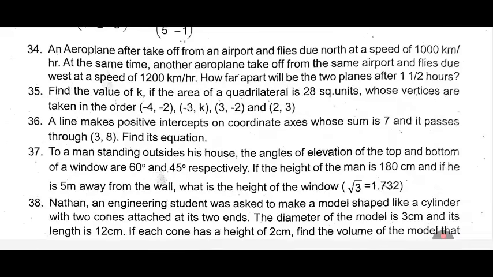35. Find the value of k if the area of the quadrilateral is 28 square units, whose vertices are taken in the order (-4, -2), (-3, k), (3, -2) and (2, 3).